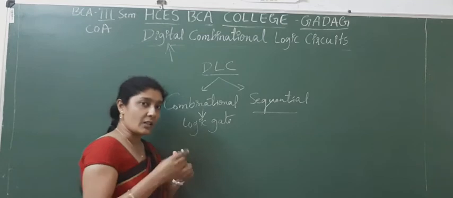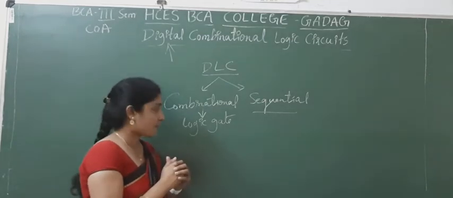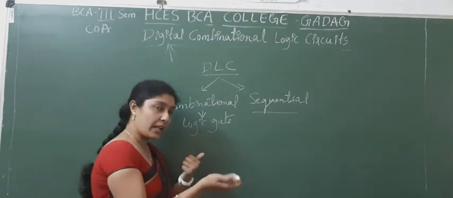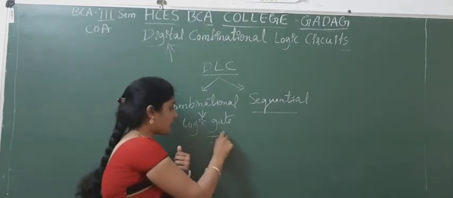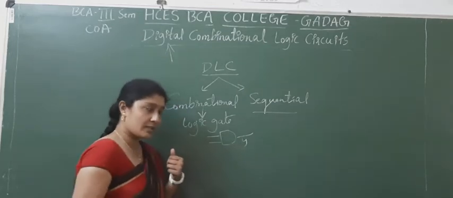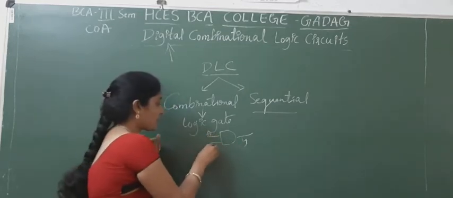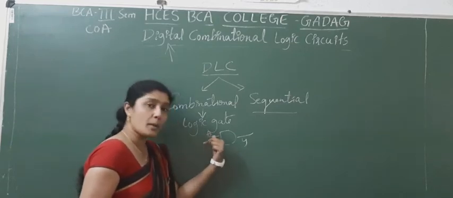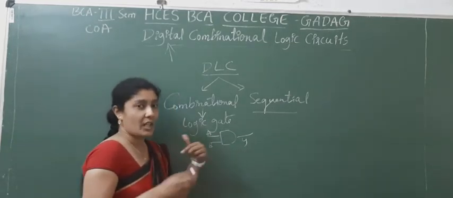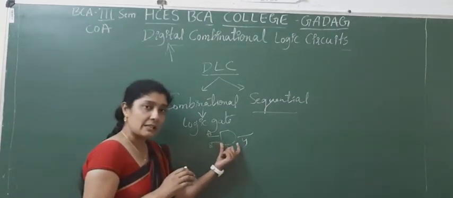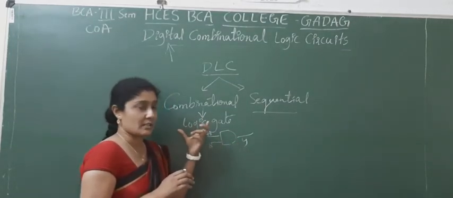As we have studied logic gates in the first class. So logic gate means what? You take any logic gate. For example, the AND gate. Here this is the output, right? And these two are the inputs. So here this output is depending only on the present status of the input, not on the previous. That's why the logic gate is an example for the combinational logic circuit.